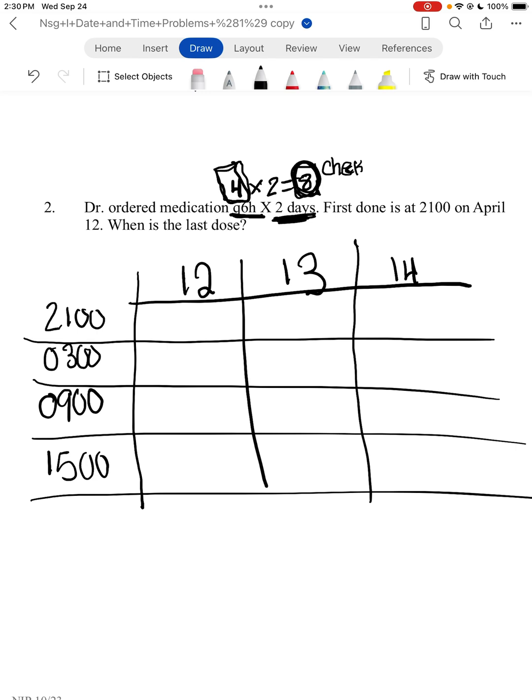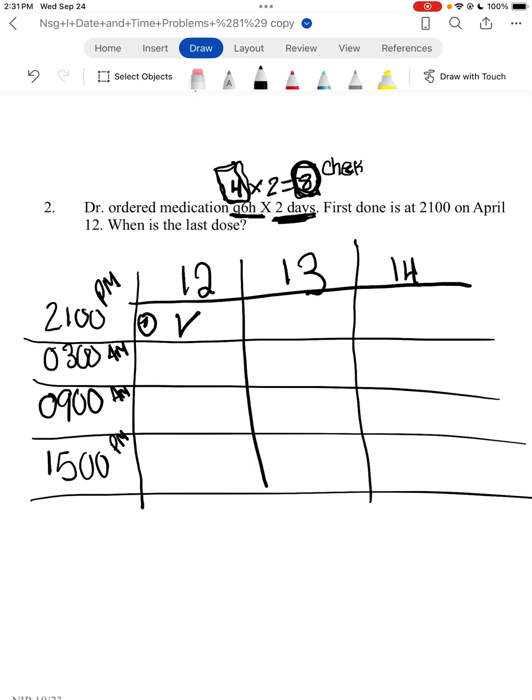Okay, that's much better. So, first one was at 2100. So we put our check here. Now, remember, 2100 is in the PM, correct? But is 0300 also in the PM? No, that's AM. 9 a.m. and back to PM. And I would recommend you also put which one's the first one, the second one, because you will be moving all around.